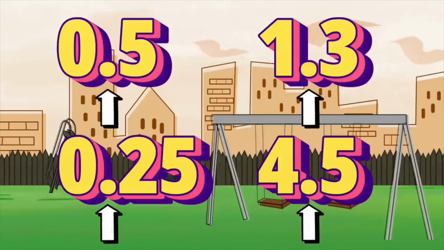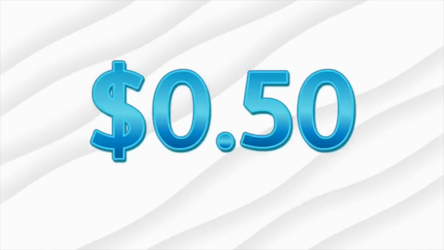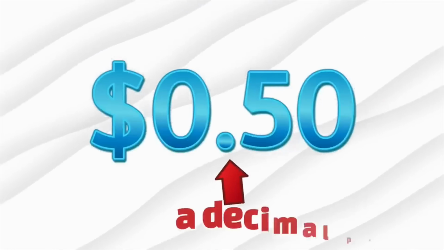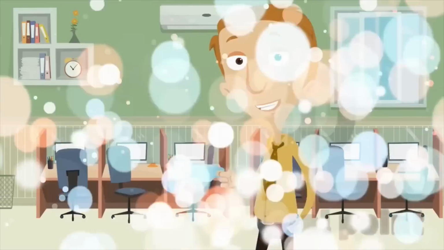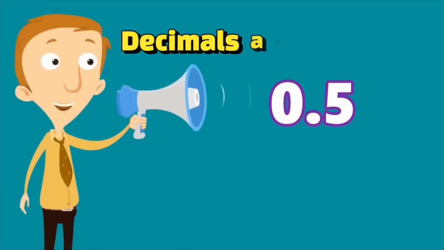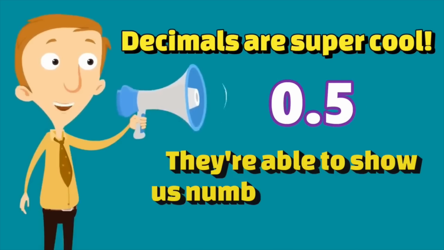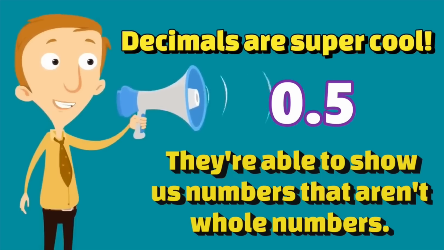Yeah, they all have this point called a decimal point, just like we had when we wrote out 50 cents. Decimals have this point called a decimal point. When you see that point, you know you're dealing with a decimal. And that's awesome, because decimals are super cool. They're able to show us numbers that aren't whole numbers.